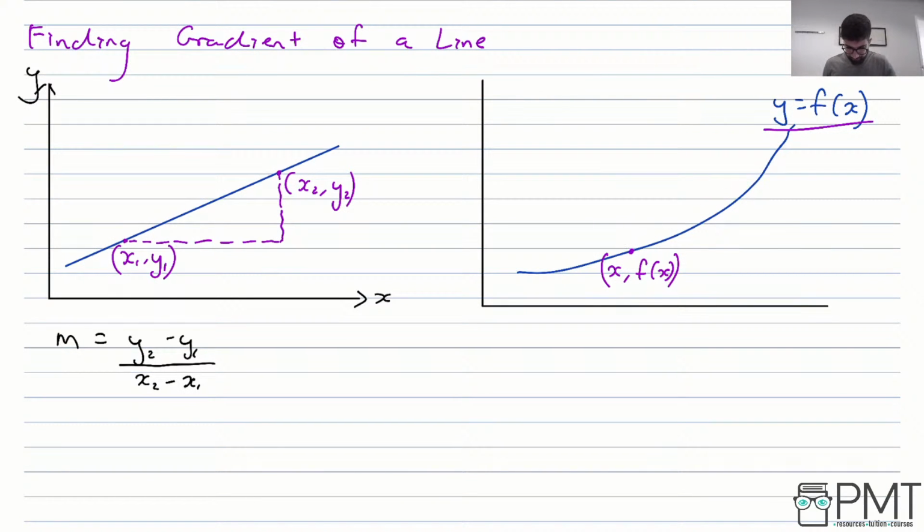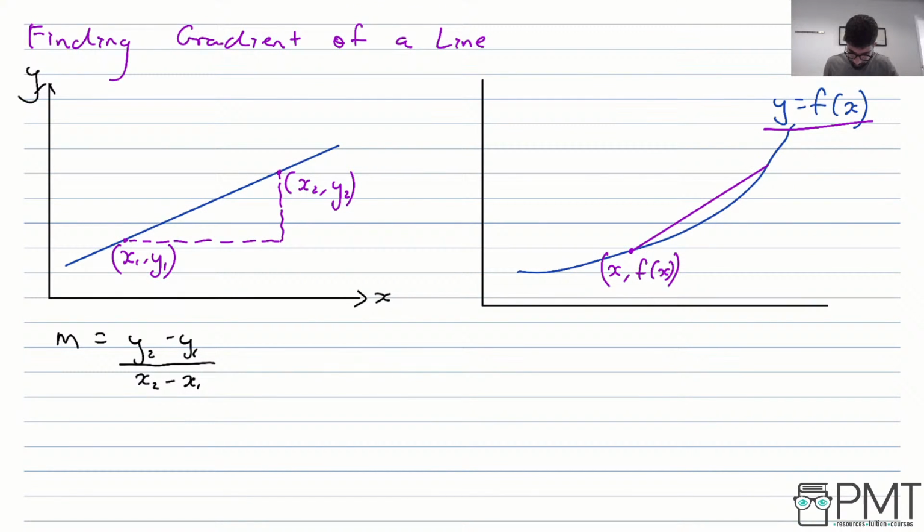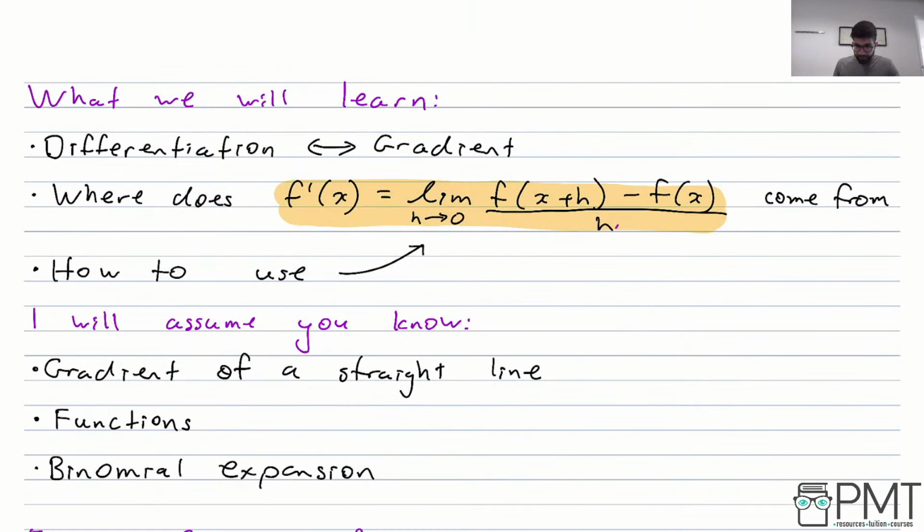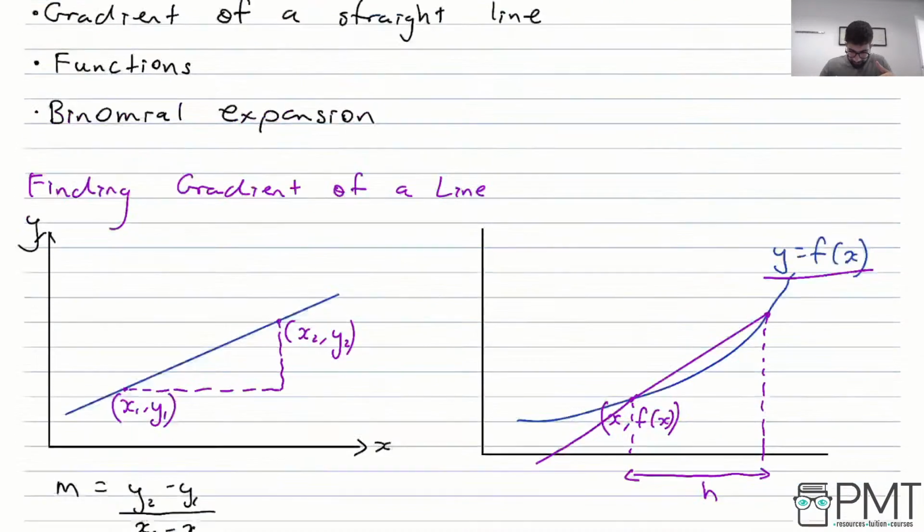So I know this is a very bad tangent, but that's on purpose. The idea is we are going to make that better and better. So suppose this tangent touches the curve at another point, and this distance is h. And the h you can recognize. We are going to come back to the h. It appears in your formula. And we'll see why that h is used.